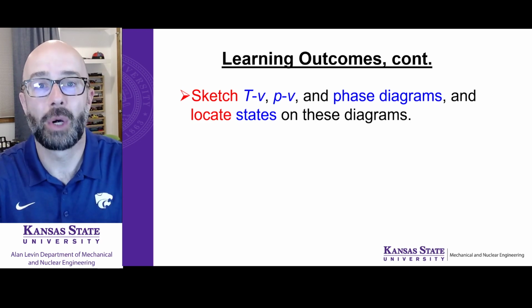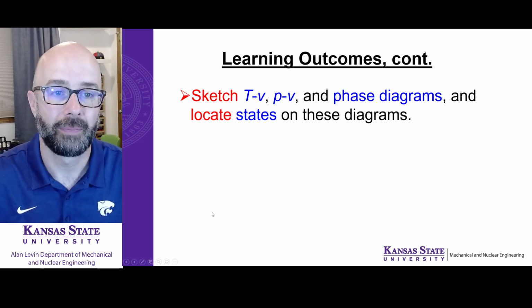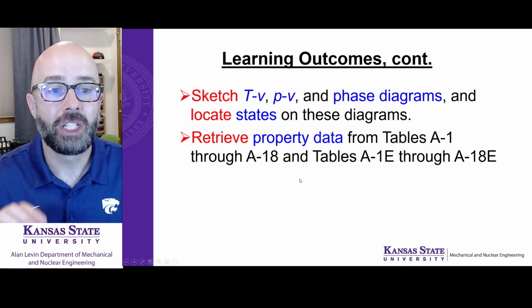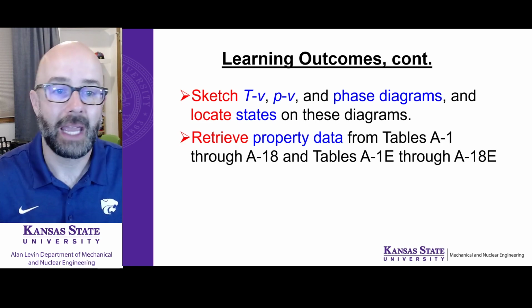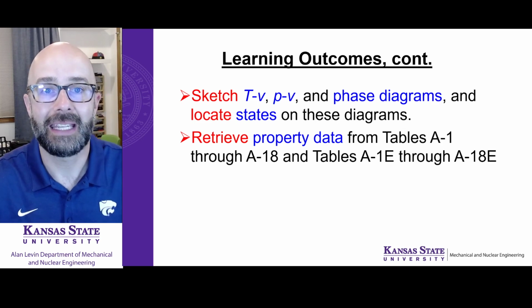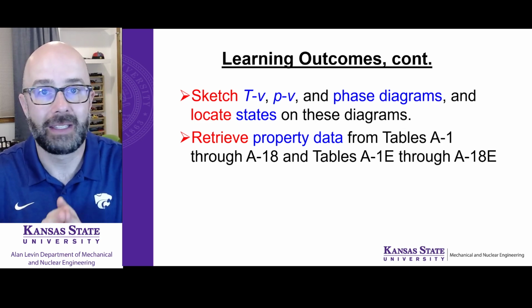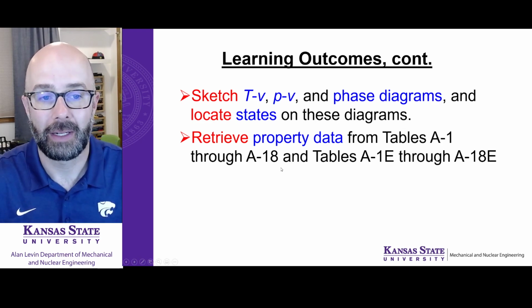That's what we're going to be trying to do. That's what we'll be doing in the in-person sections next week. So those are all the things that we're working on. I want you to be able to retrieve the property data from the tables in the back of the book, A1 through A18 and A1E through A18E. Remember, the E means English. That's all the difference. It's the same exact table that we're going to be dealing with there.